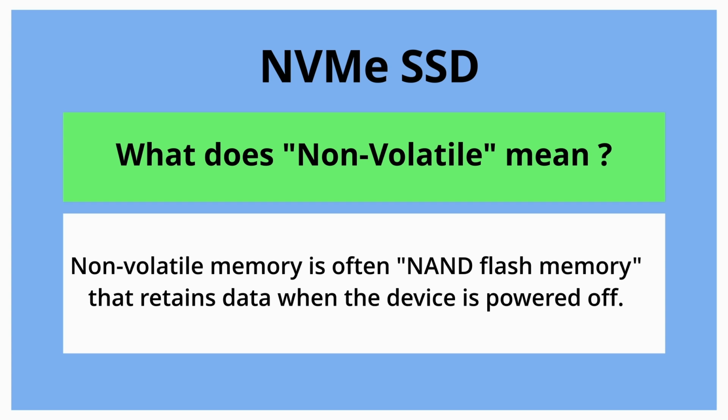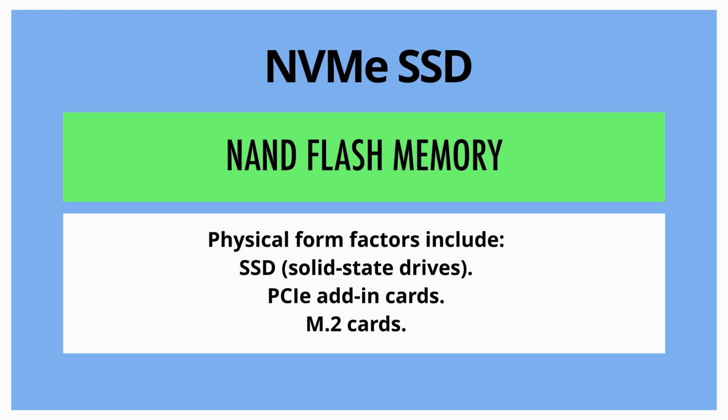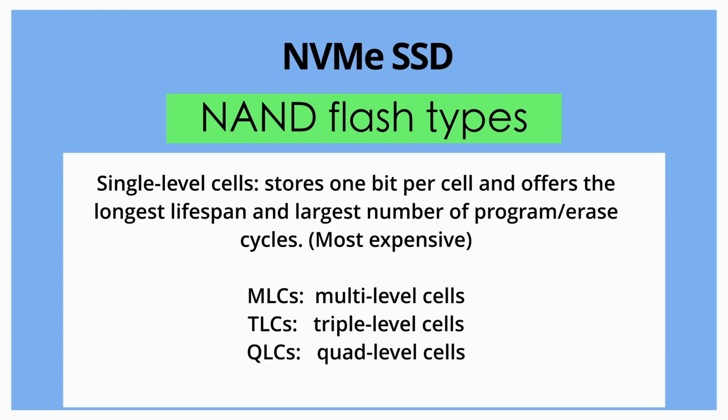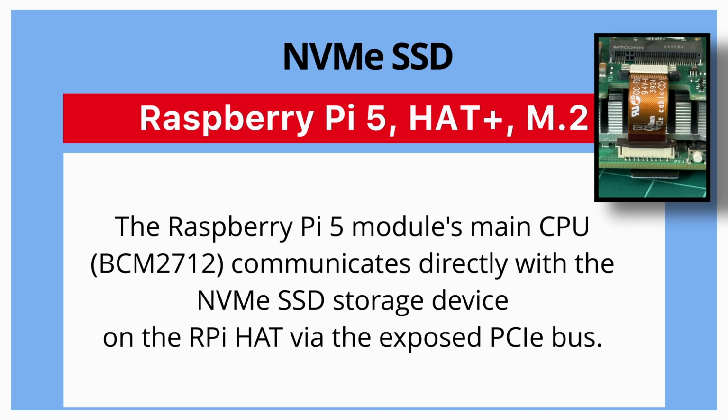What does non-volatile mean? Non-volatile memory is often NAND flash memory that retains data when the device is powered off. NAND flash memory comes in several physical form factors like SSD, PCIe add-in cards, and M.2 cards. Of the NAND flash types, I wanted to point out one, single-level cells. It stores 1 bit per cell and offers the longest lifespan and largest number of program erase cycles. From here on out, I'll just let you read what's up there, and then we'll get into the other stuff.